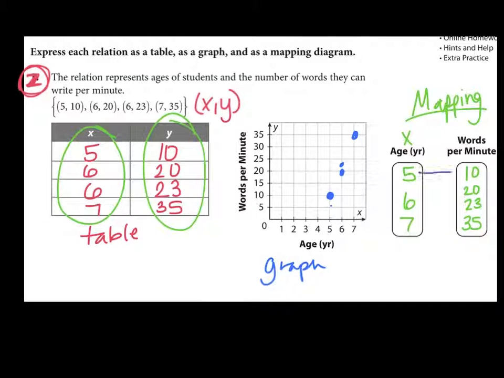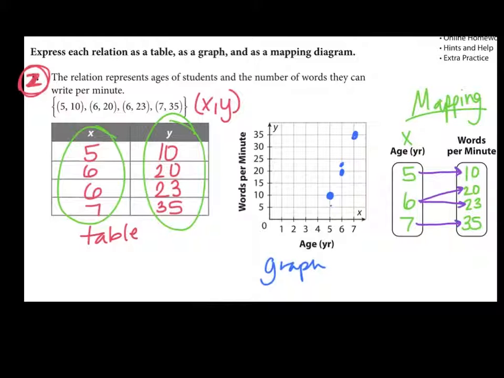So 5 gives you 10, right? Somebody that's 5 would write 10 words per minute. Someone that is 6 writes 20, and then another person that's 6 writes 23. Lastly, 7 writes 35. Okay, so this is what a mapping might look like. And you know that you have the arrows drawn correctly because there should be 4 points. So you should be able to count 4 arrows. 1, 2, 3, 4.